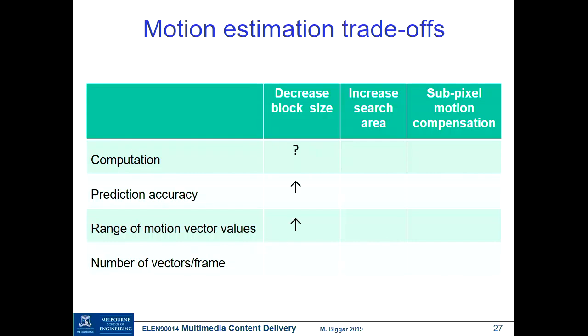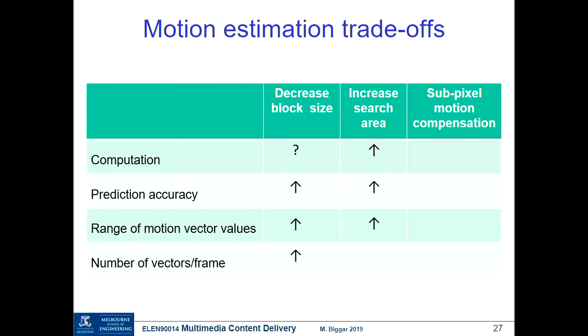That's not true, is it? It depends on the search window. Yeah, so I'll have to correct that. The number of vectors per frame increases because we've got more blocks. If we increase the search area, then the computation increases, of course. Right? Got to do more matches. The prediction accuracy can't get worse, so it may get better.